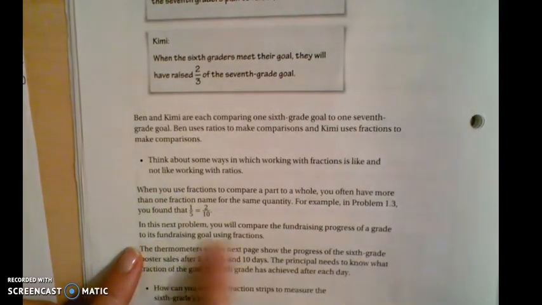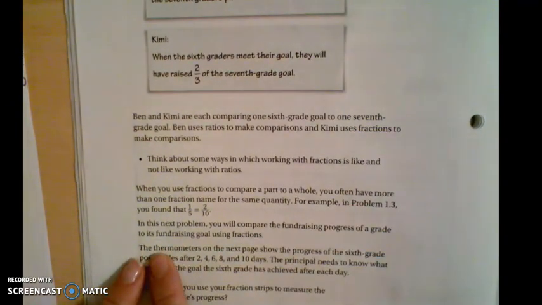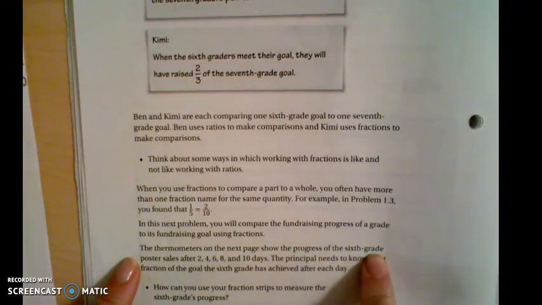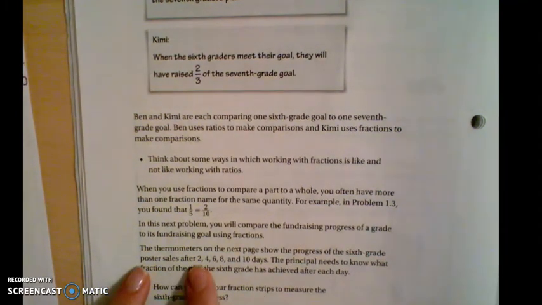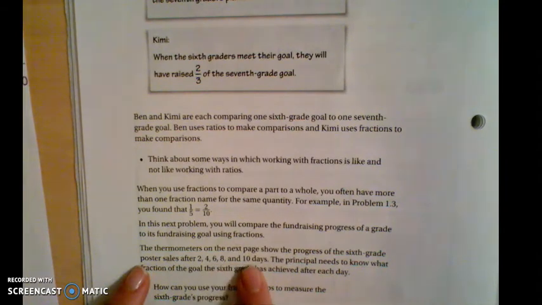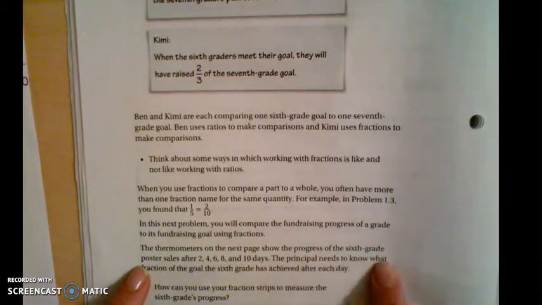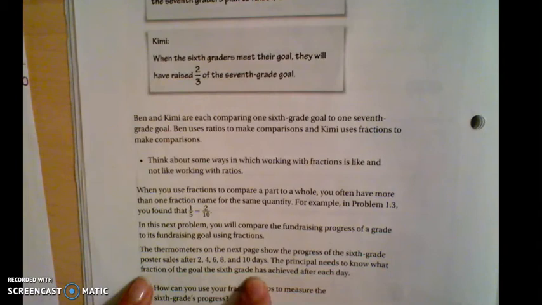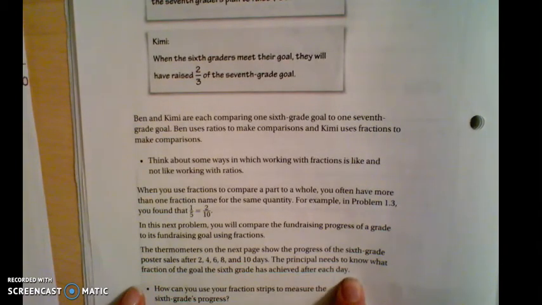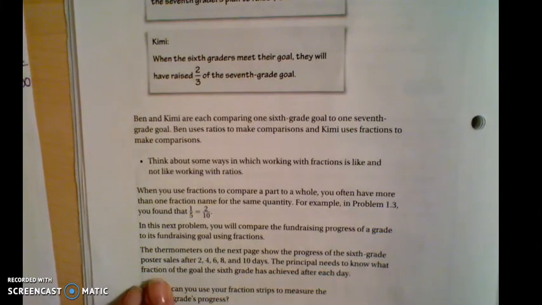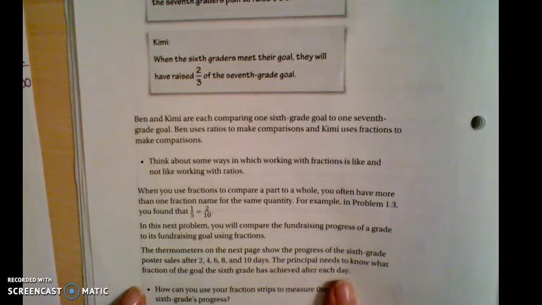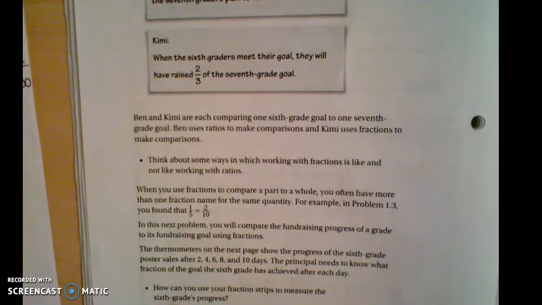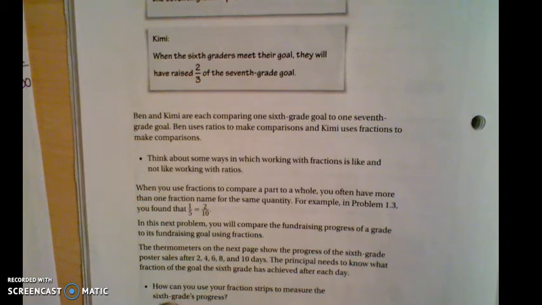In this next problem, you'll compare the fundraising progress of a grade to its goal using fractions. The thermometers on the next page show the progress of 6th grade poster sales after 2 days, 4 days, 6 days, 8 days, and 10 days. The principal needs to know what fraction of the goal the 6th grade has achieved after each day. So we're looking for what fraction of the goal the 6th graders have achieved. So we're going to take those fraction strips that we cut out the other day and see if we can use them to help us measure progress for the 6th graders.